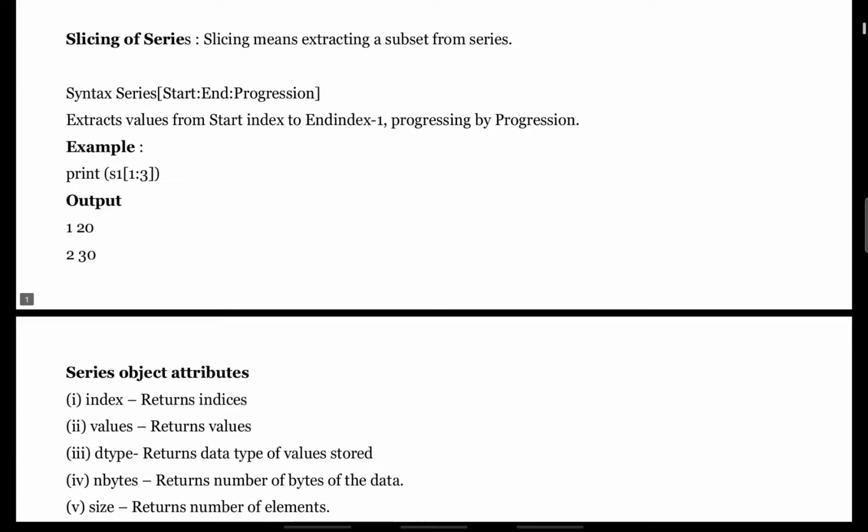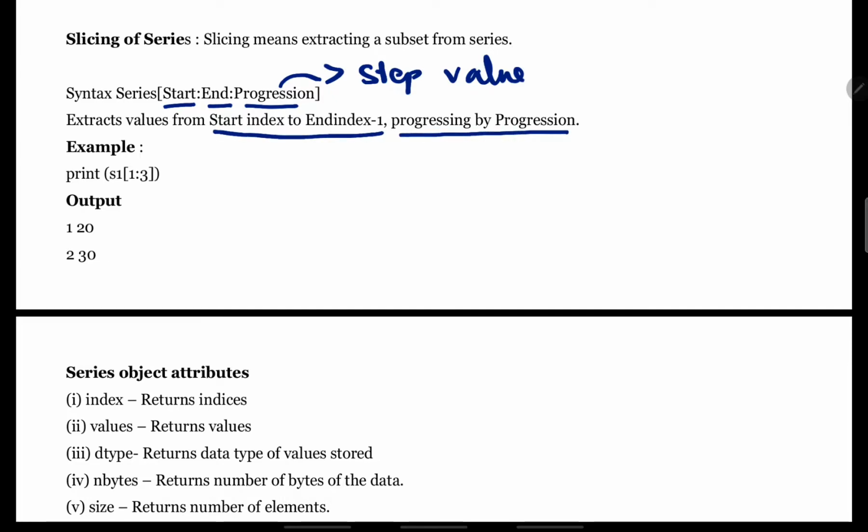Now what is slicing in series? It basically means that we are extracting a particular subset or a particular part from your series, and the syntax for that will be the starting point, the ending point, and this is the progression, or you can call it as step value. Okay, so your starting point, your ending point, and your step value will be there in the syntax. So that is how we do it. Now it extracts values from the start index to the end minus 1 index, progressing by progression. Okay, that is according to the step value.